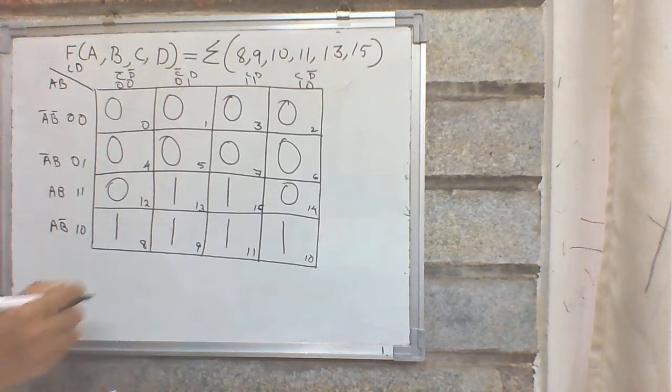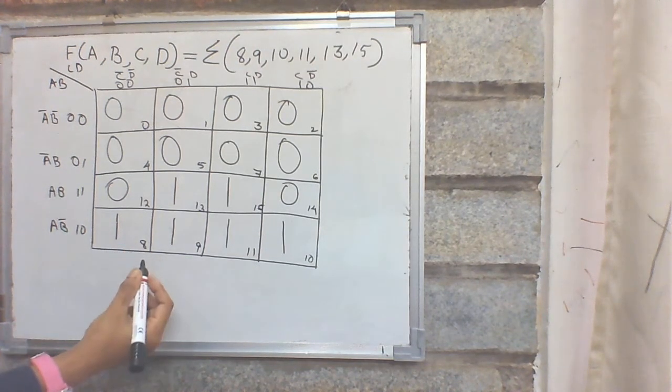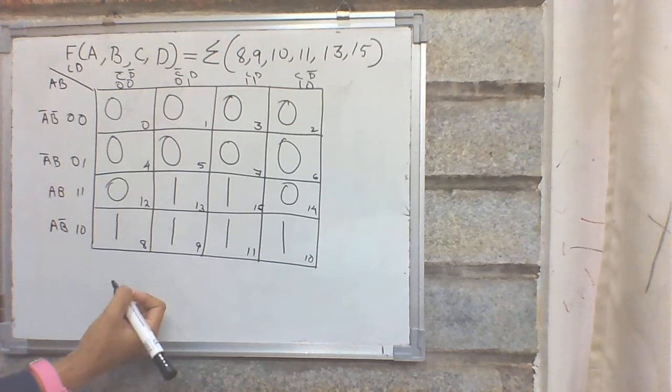Then what is the first step? Need to check, is there any octet? Octet means 8 ones are adjacent. Here 8 ones are not adjacent. So next we can check, is there any quad? What is a quad? Quad means 4 ones are adjacent.